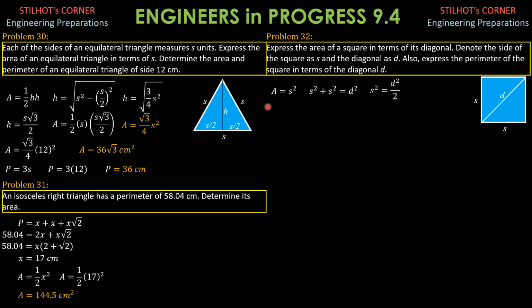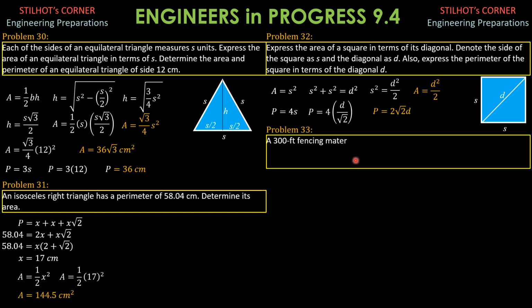So the area of the square in terms of the diagonal is S squared, and S squared is D squared over 2. So the area is 1/2 D squared, or D squared over 2. Then for the perimeter, it is 4S, and S from this equation is D over square root of 2. So D over square root of 2 times square root of 2 over square root of 2. So it is 2 square root of 2 D. The perimeter is 2 square root of 2 times the diagonal.